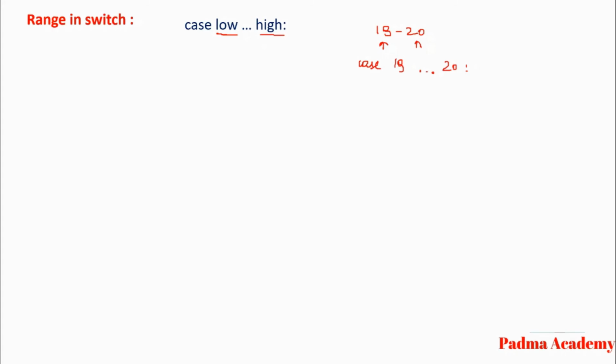So we will see the correct cases. This is the correct case because it has the space over here, and these are characters, that's why they are written in single quotation marks. Next we will see the wrong statement: there is no space over here, so this statement will not work.